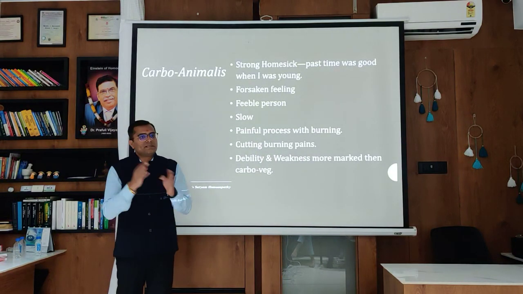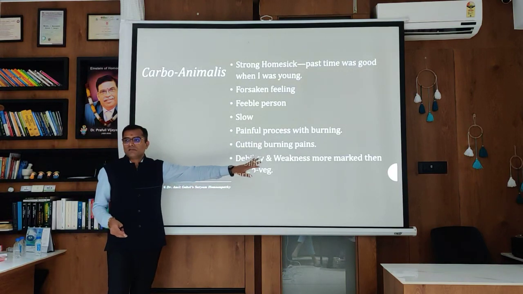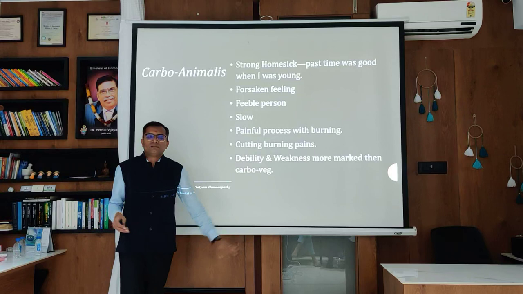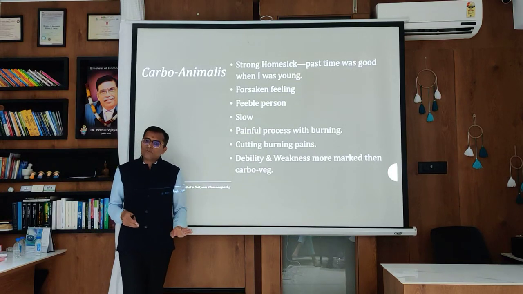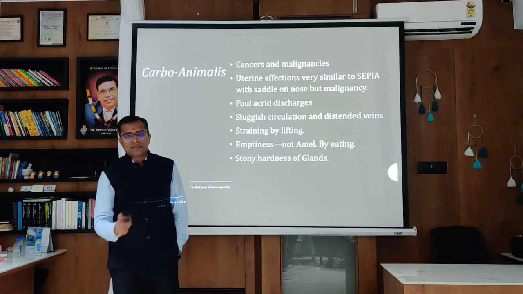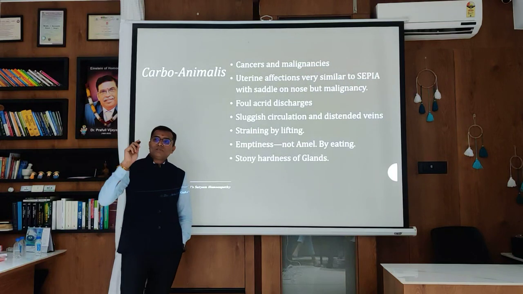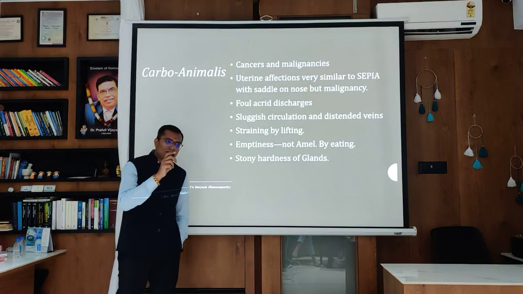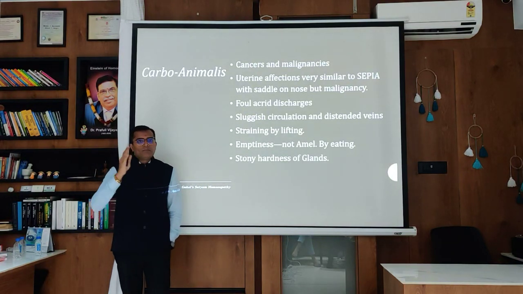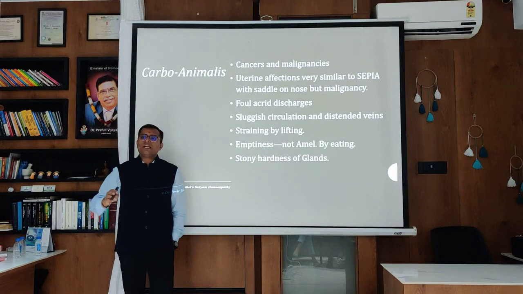When you think of cancer plus carbon, you can use Carbo animalis. Cutting, burning pains; a burning pain is very important and characteristic of Carbo animalis, and there is more marked weakness than Carbo veg. So there is more weakness in Carbo animalis. So when you find cancers and malignancy plus carbon characteristic, you can directly think of Carbo animalis. Again, a brooder of past things. So what Sarkar sir has mentioned in his book is that when you find cancer plus carbon state plus natrum state, a brooder or homesickness, you can directly think of Carbo animalis.